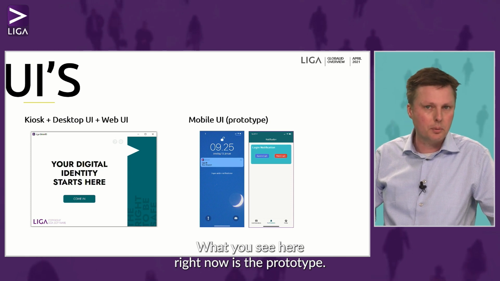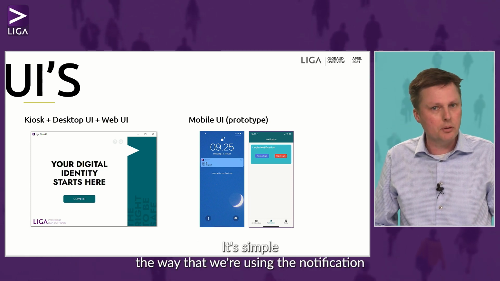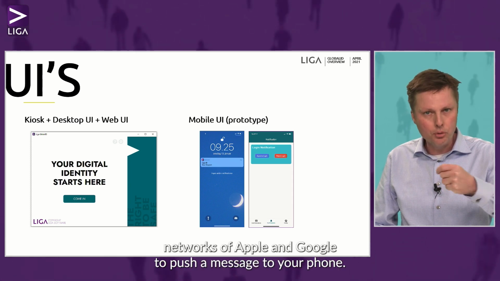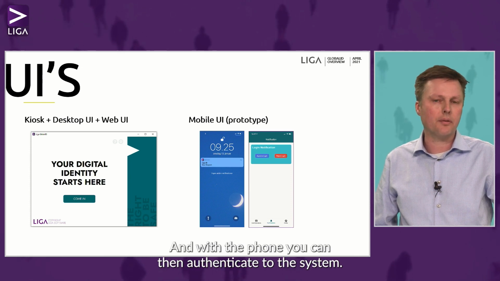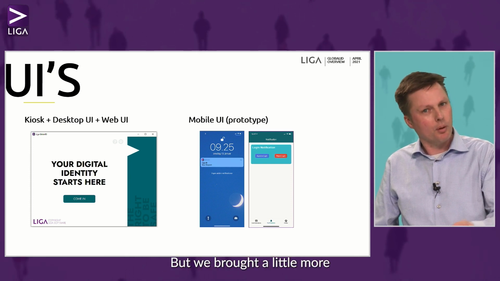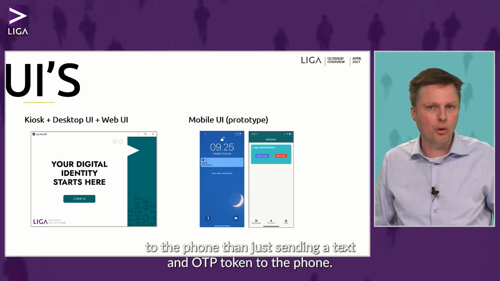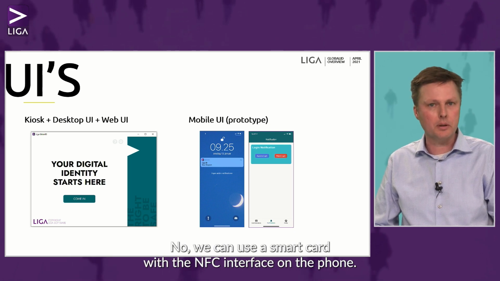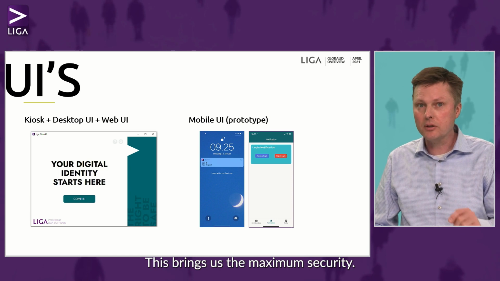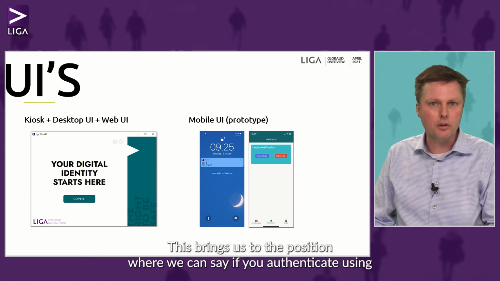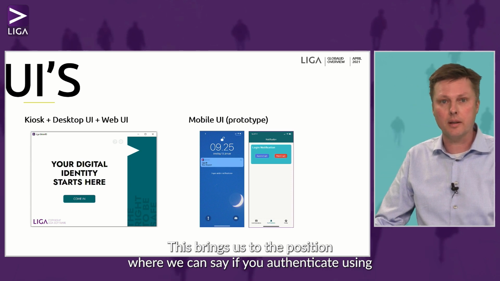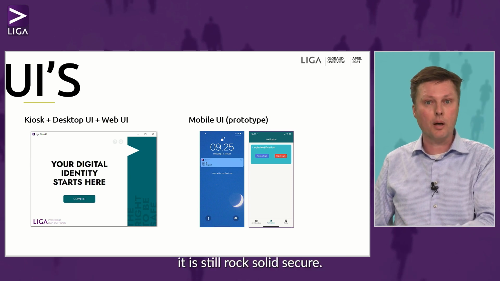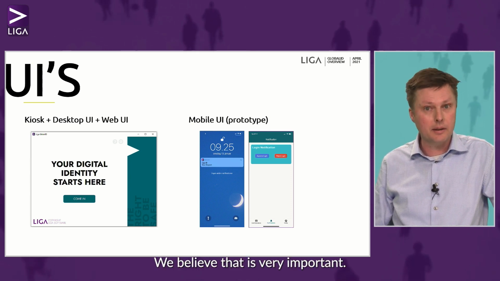What you see here right now is the prototype. It's simple: we're using the notification networks of Apple and Google to push a message to your phone, and with the phone you can then authenticate to the system. But we brought a little more to the phone than just sending a text and OTP token to the phone. We can use a smart card with the NFC interface on the phone. This brings us maximum security. This brings us to the position where we can say if you authenticate using your phone via the network to a service, it is still rock solid secure. We believe that is very important.